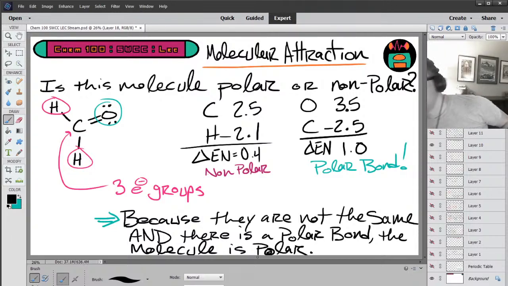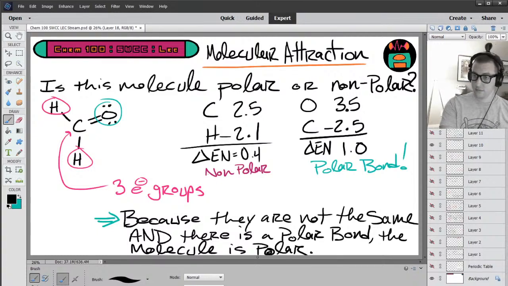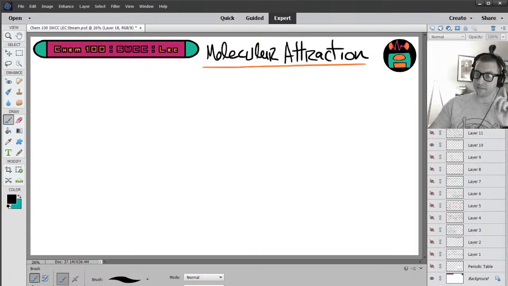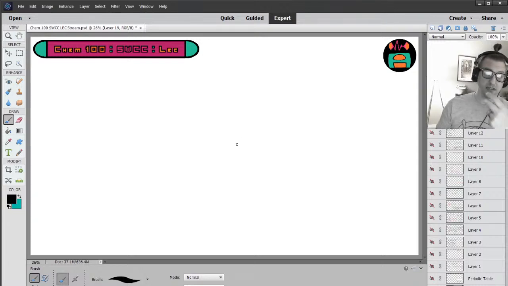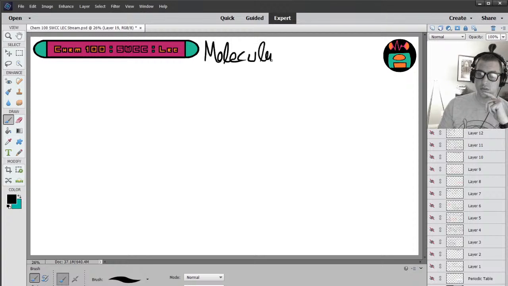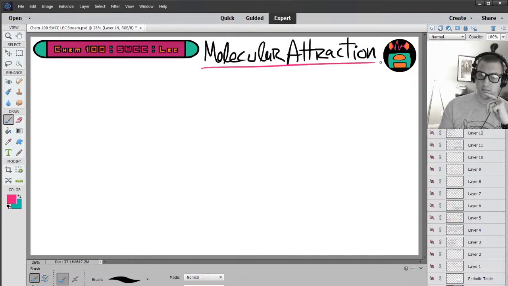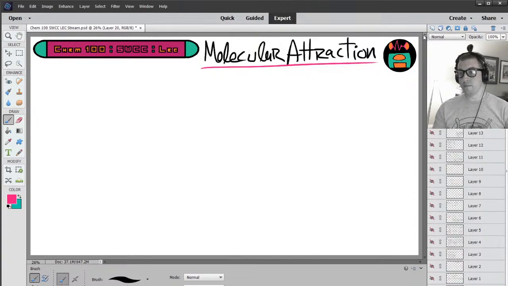Okay, now, why have we been spending so much time talking about polarity? The reason why is this: once we understand polarity, it allows us to have a fruitful discussion about molecular attraction. All right, now we can talk about molecular attraction.